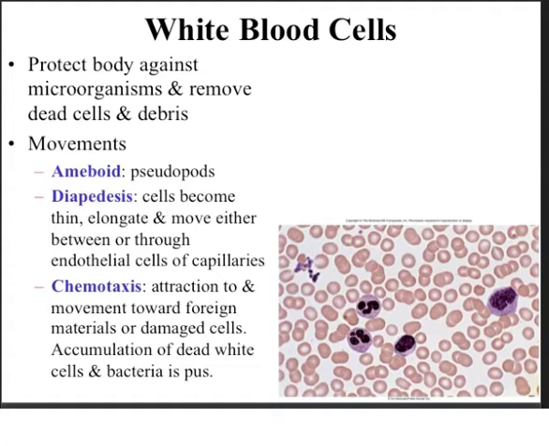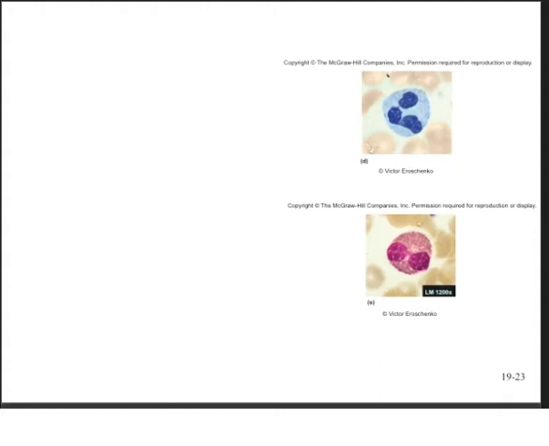What happens once they arrive is that they do battle with the pathogens and they remove dead or damaged tissue. The result of this is that certain cells die. This accumulation of dead white cells in the course of fighting the infection and removing the cellular debris we call pus. So let's take a look at the granulocytes.